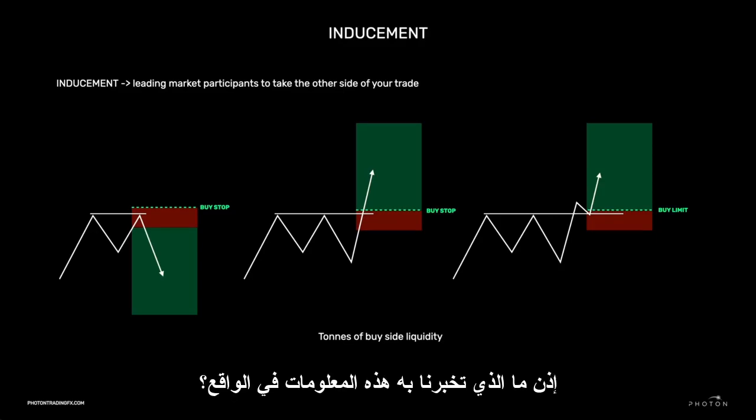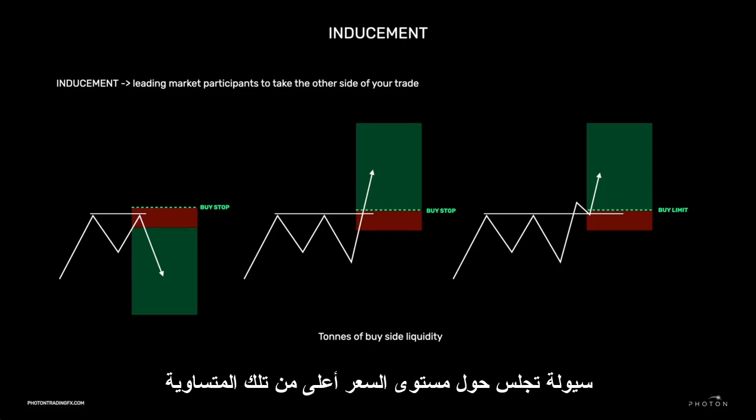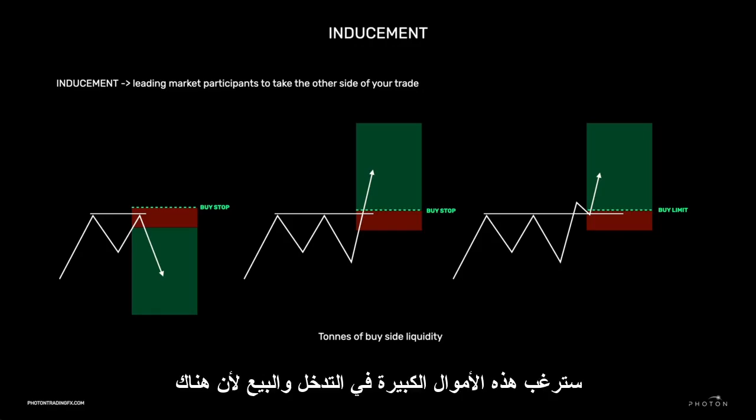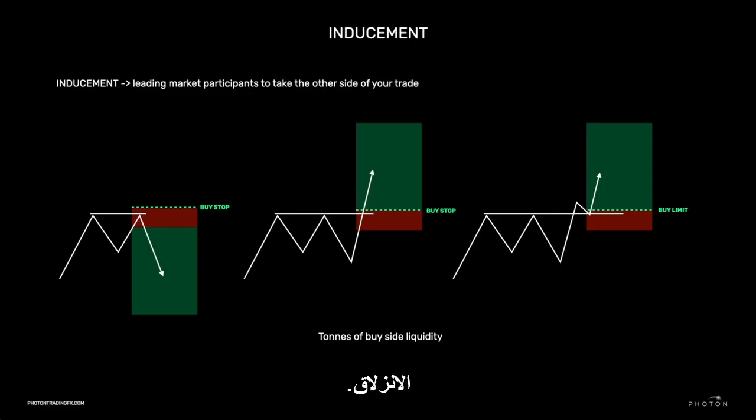So what does this information actually tell us? Well, using that knowledge that there is likely a ton of buy side liquidity sitting right around that price level above those equal highs, in theory, this could likely be an area that big money is going to want to step in and sell at, because there are enough buyers for them to sell to without experiencing terrible slippage.